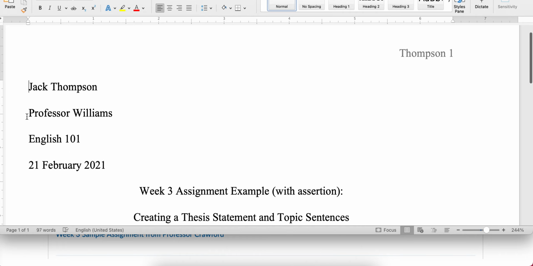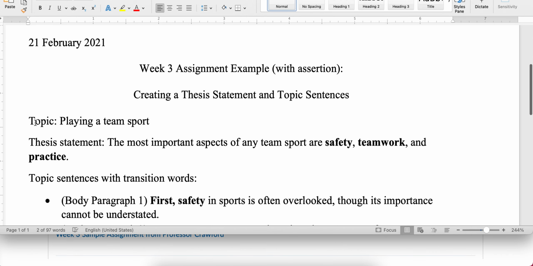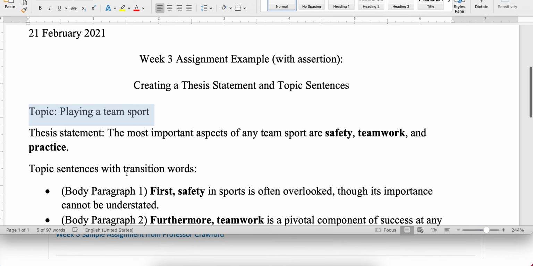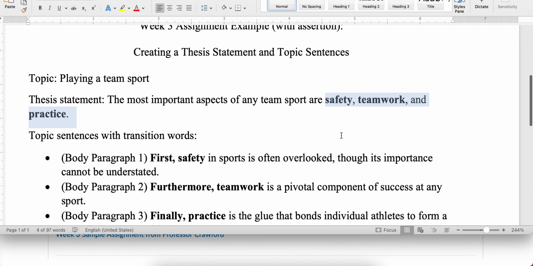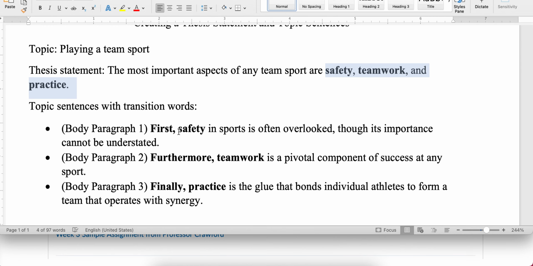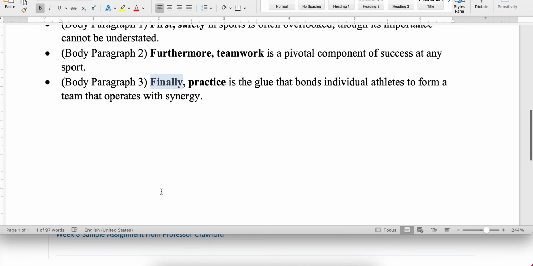Here's the information. Instead of Professor Williams, you're going to put Mrs. Driver. All right. So you'll write your topic on the top. Then you give your thesis statement. Now look. It has an argument, most important aspects, right? And these are the things that they're going to prove are the most important aspects. Then you're going to tell me what your topic sentences are. Notice here that they have transitions. That's what you're going to use too when you write your body paragraphs. You're going to incorporate transitions with your topic sentences.